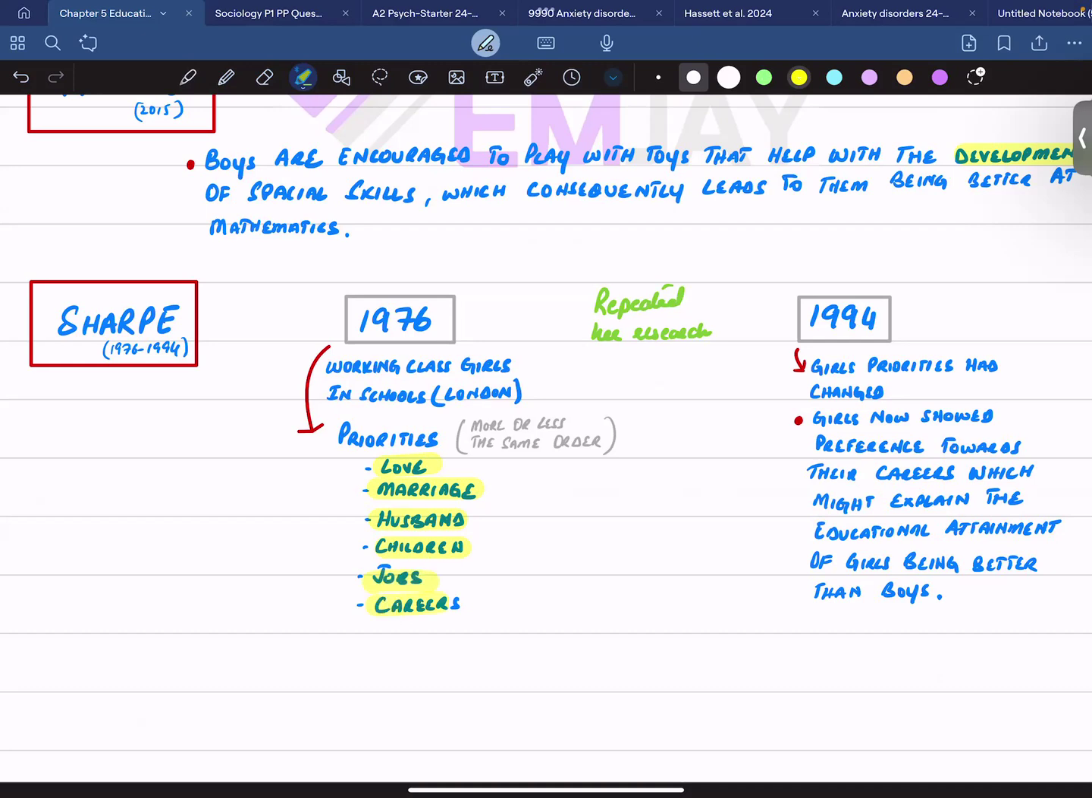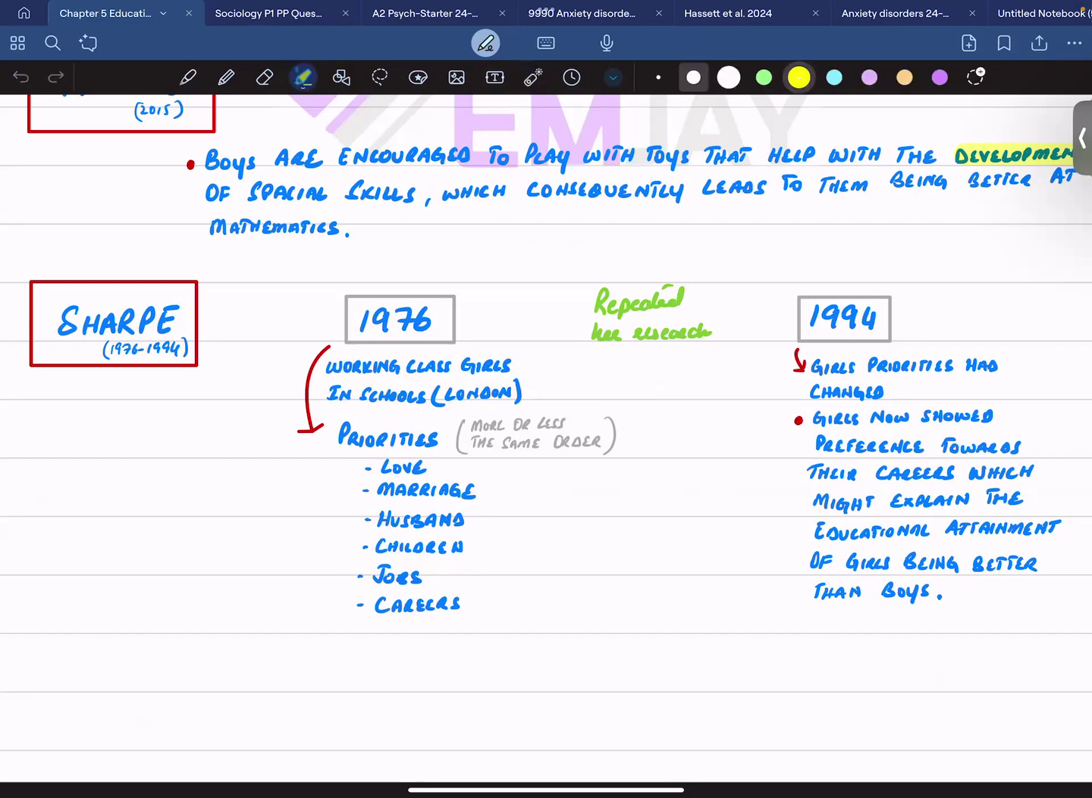So, of course, if you're talking about an individual who shows preference towards love, marriage, husband, and children, and then further down in the list might consider jobs or their careers important, of course, this is going to reflect in differences in educational attainment. You would want to study, or many girls are seen today being better in terms of education because they have aspirations ahead, because they're looking forward towards being economically independent. So the study that was conducted by Sue Sharp in the year 1976, she claims that the priorities that girls had back in the 1970s could be a major reason behind them not doing well.